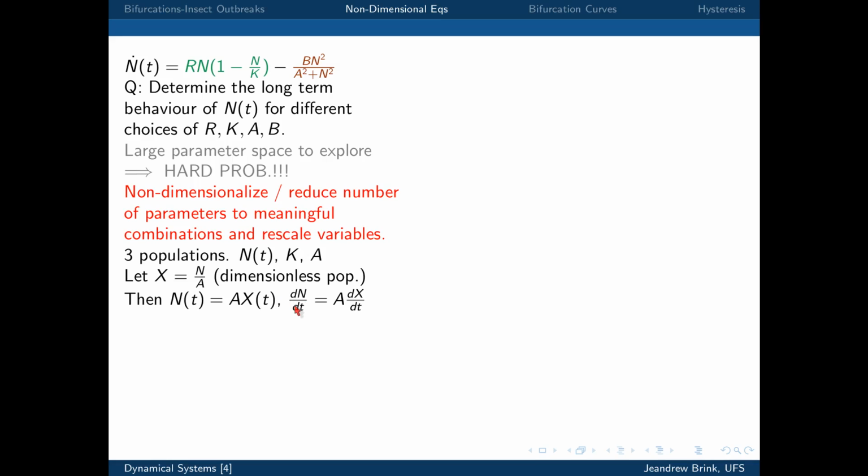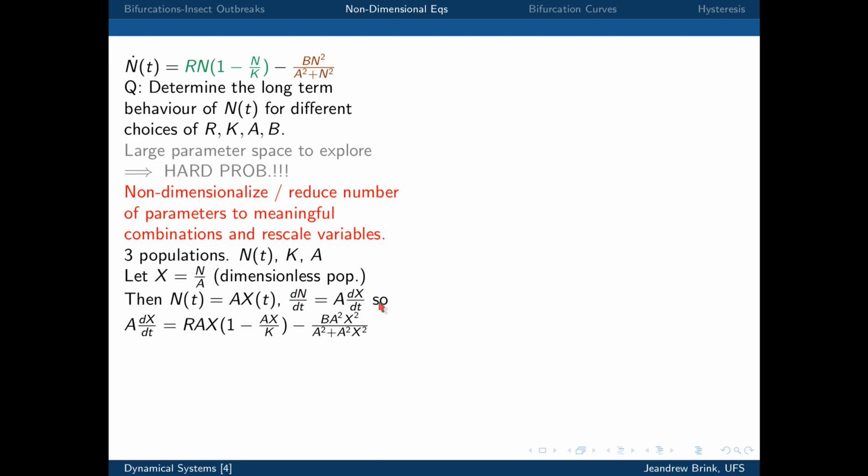Okay, what we then do is, when we put this into the differential equation up at the top, we need dn/dt, and we have to express that in terms of x, which is now going to be our new variable. So we have dn/dt is simply equal to A times dx/dt, because A is a constant.